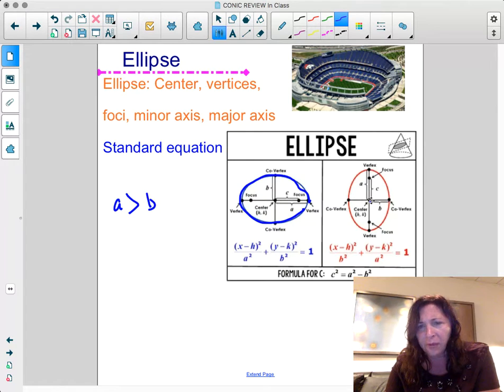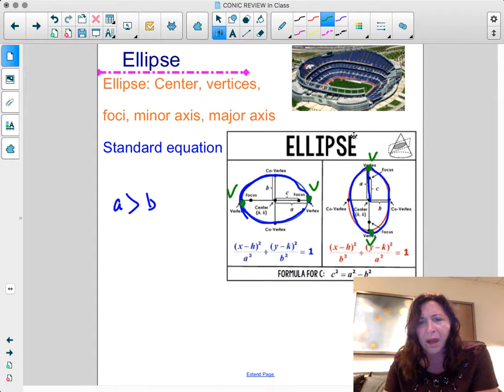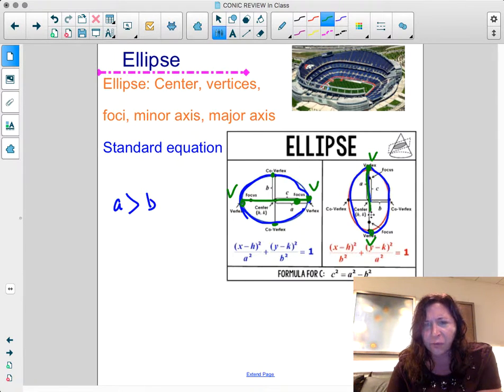Whereas if my a was on the y-axis, that means it's going to be vertical like this. This one's horizontal, that one's vertical. You also have the vertices here and here for an ellipse. You also have these values here, which we call co-vertices or endpoints. Your major axis is always going to have your focal points on it. So if my major axis is vertical, that means my focal points are going to be on that.